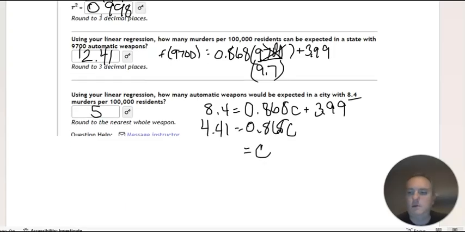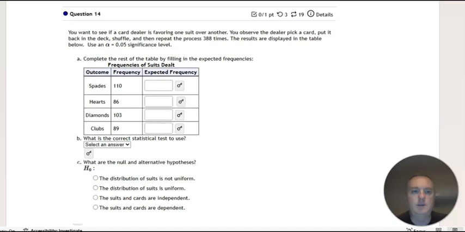All right, so moving on to question 14. This is our chi-square problem. You want to see if a card dealer is favoring one suit over another. You observe the dealer pick a card, put it back in the deck, shuffle, and then repeat the process 388 times. The results are displayed in the table below. Use an alpha equals 0.05 significance level, and complete the rest of the table by filling in the expected frequencies.